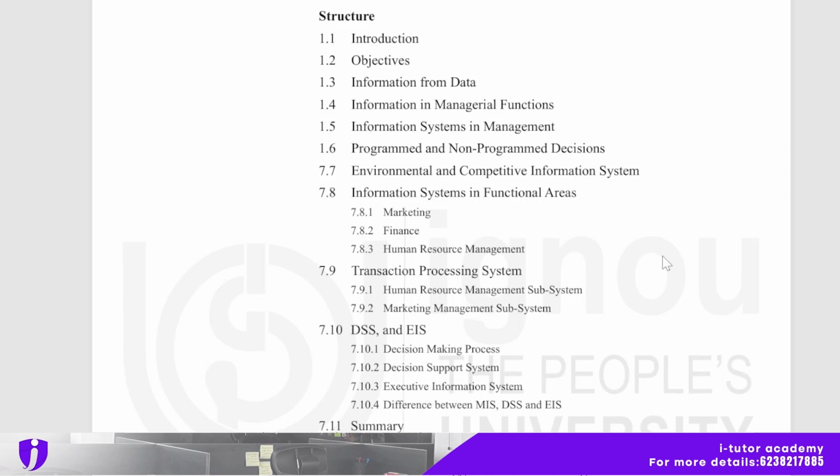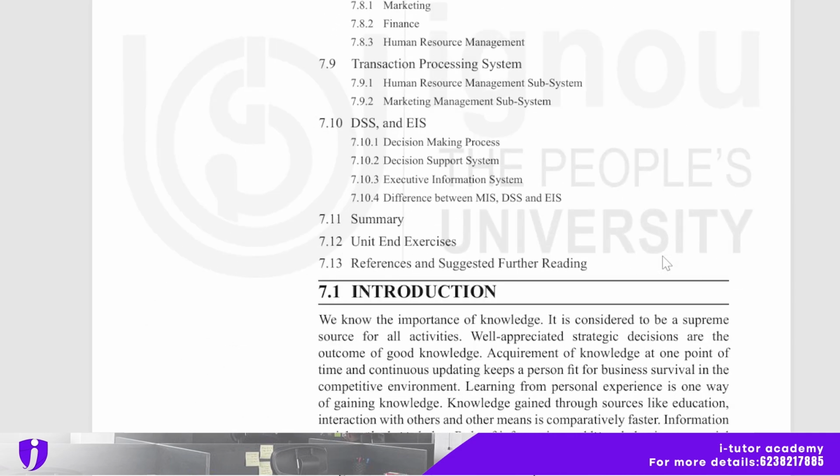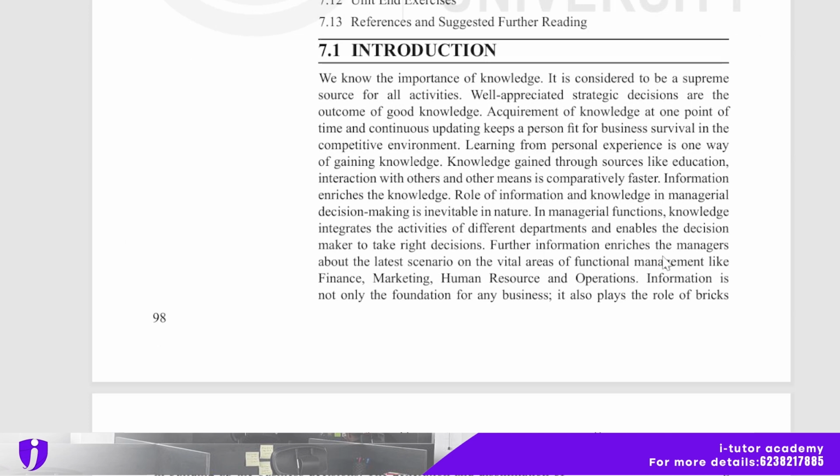areas, and under that there is marketing, finance, human resource management, and the transaction processing system. Here there is the human resource management subsystem, and also under the transaction processing system, the marketing management subsystem, DSS and EIS, decision making process, decision support system, executive information system, and the difference between MIS, DSS and EIS. Then there is the summary of this unit, and unit-end exercises. So let's begin with the introduction part.